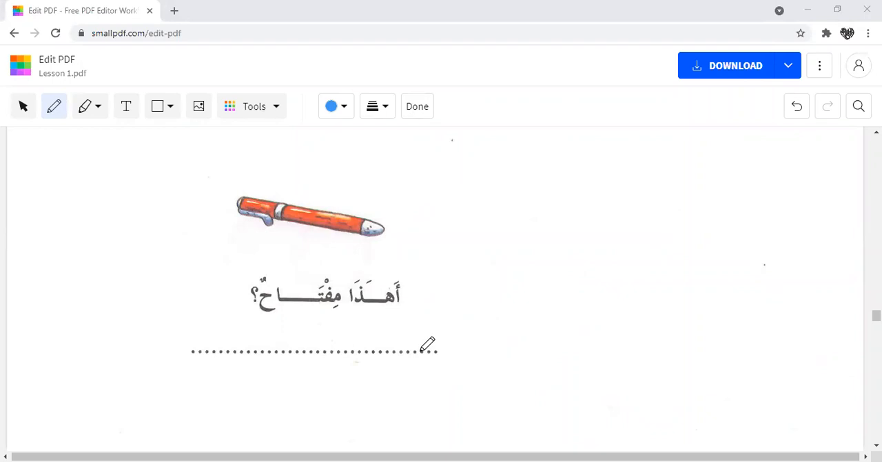Is this a key? No, this is a pen. This is a pen. No, this is a pen. Very good. Thank you.